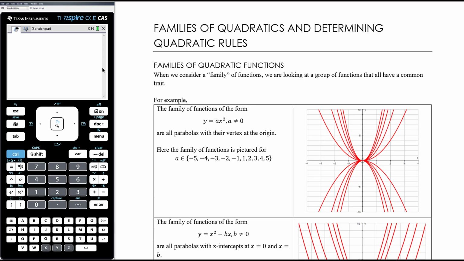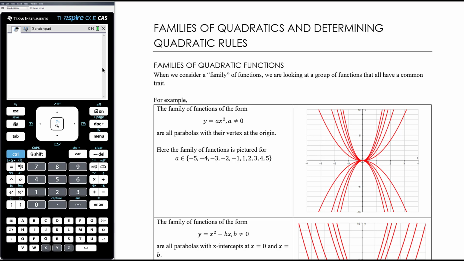So when we talk about a family of quadratic functions, or a family of any type of functions, we're looking at a group of functions, in this case quadratics, so x squared being the highest power of x, that all have common traits. They might have a lot in common, or they might not have much in common.